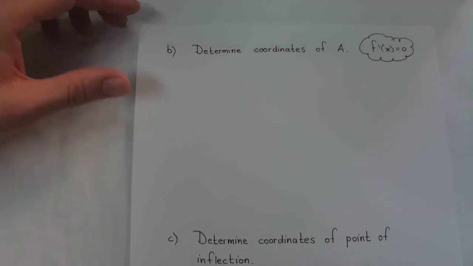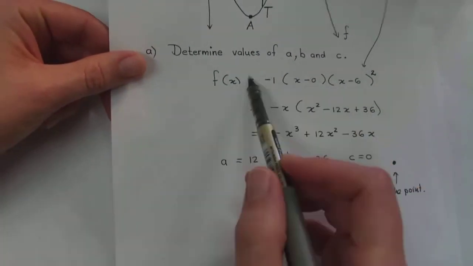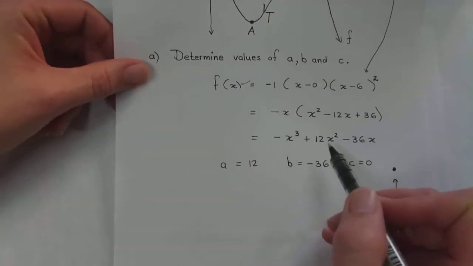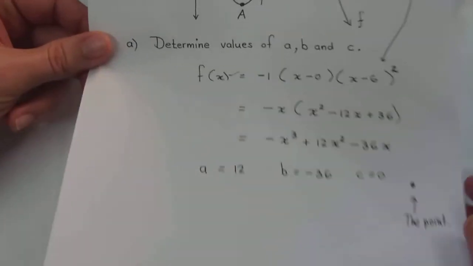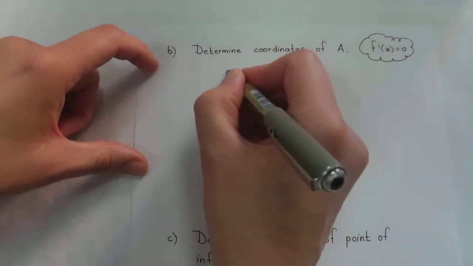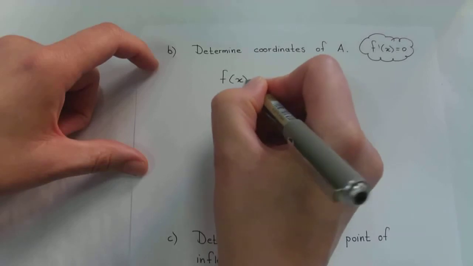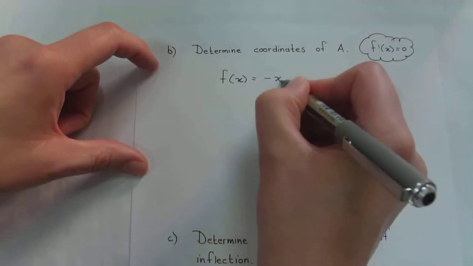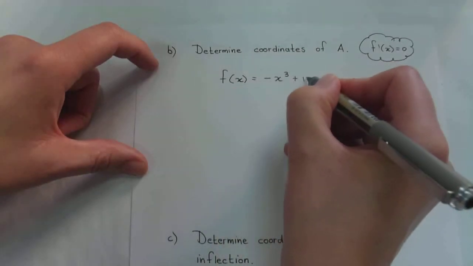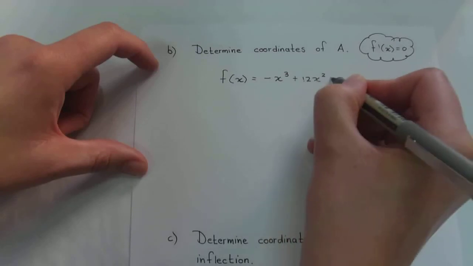So we have now calculated the equation of that graph. f(x) is equal to minus x cubed plus 12x squared minus 36x. I'm just going to copy it down over here so you can see. f(x) is equal to minus x cubed plus 12x squared minus 36x.